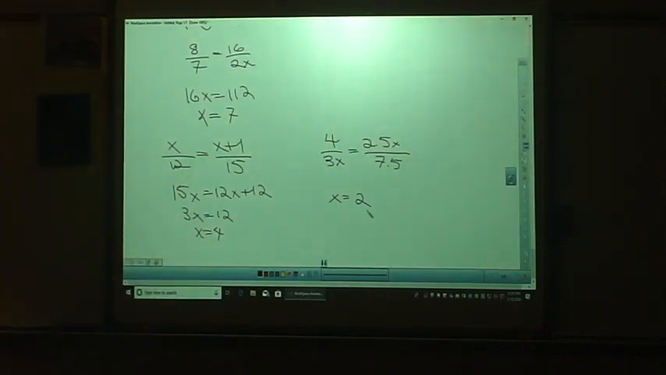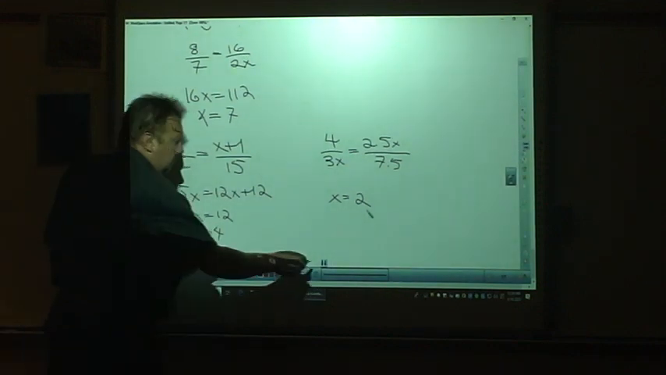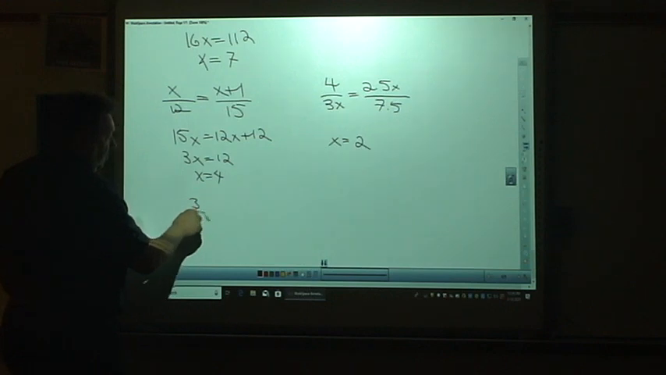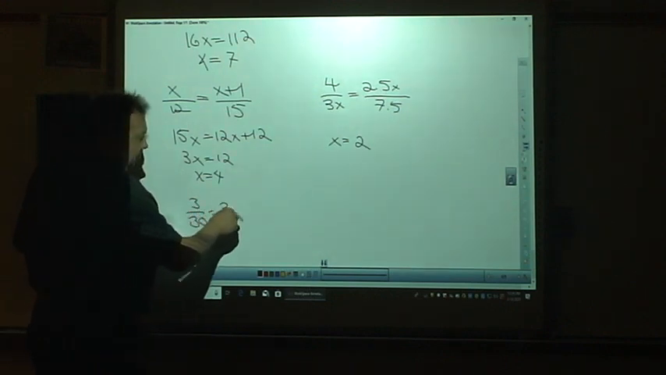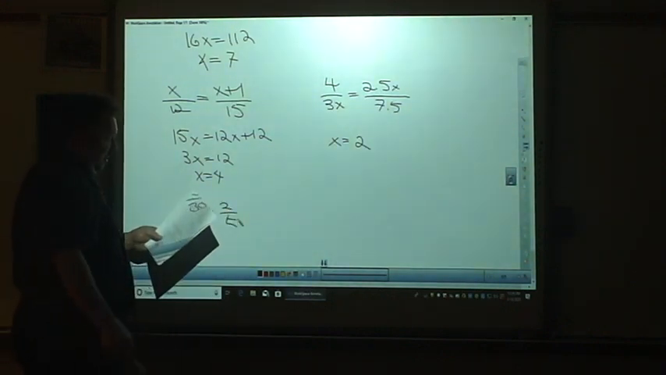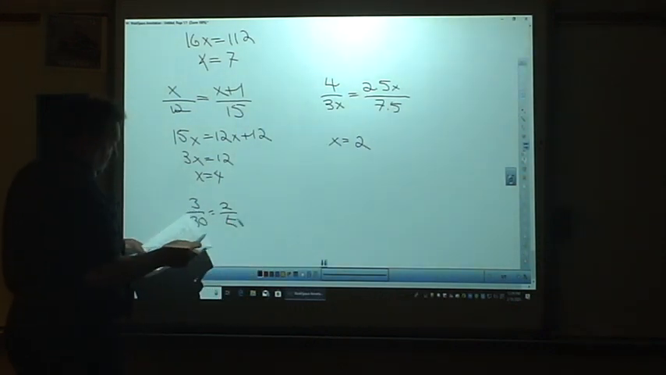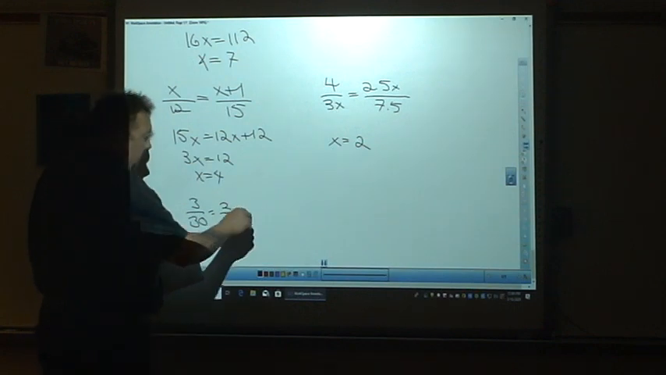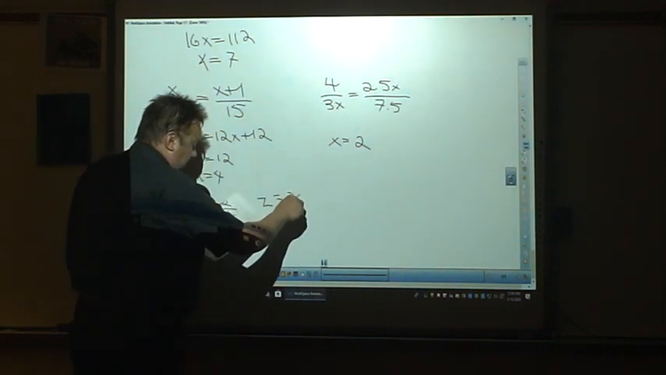For 52, we have the tree question. Corresponding parts will be lined up. 3 over 30 equals 2 over tree. We did this on another worksheet. And when we cross multiply, we should get that tree equals 20.